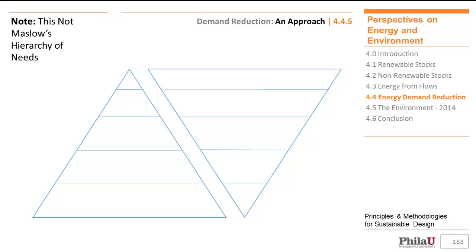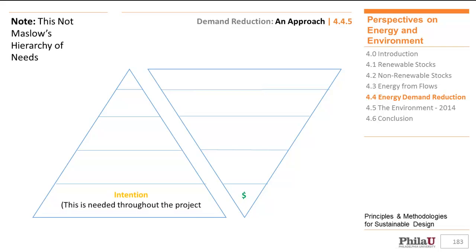So one of the frameworks that we use to think about how sustainable design is accomplished, in order to have the maximum impact with the minimum cost, is the green pyramid that we're going to show you here. Just because we did a lot of work on Maslow's hierarchy of needs, these pyramids have nothing to do with Maslow, so don't get too confused by that.